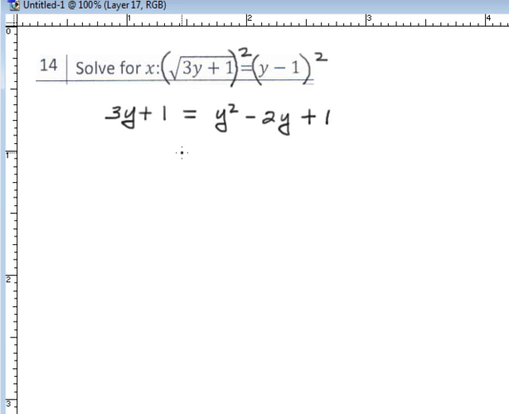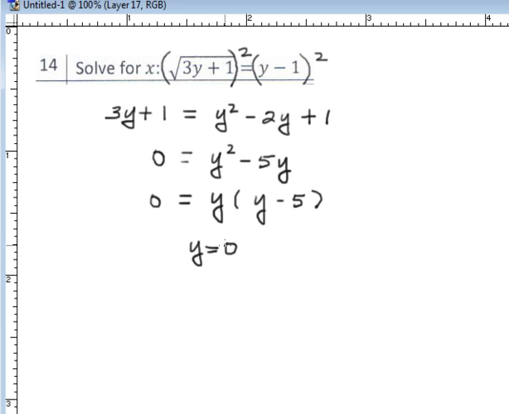We'll subtract 3y from both sides, and that'll give us y squared minus 2y minus 3y. That's minus 5y. Subtract 1 from both sides. Okay, and these two 1's cancel. So we have 0 equal to y squared minus 5y. Now we can factor this by pulling out y. And so we get two possible solutions, y equals 0, y equals 5.